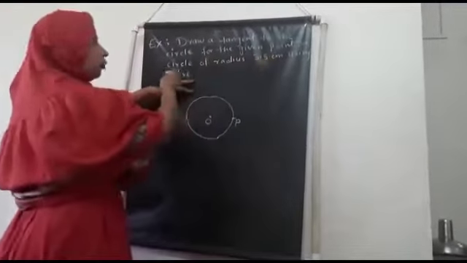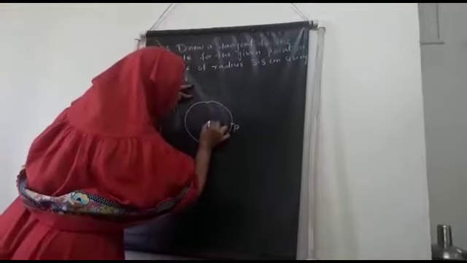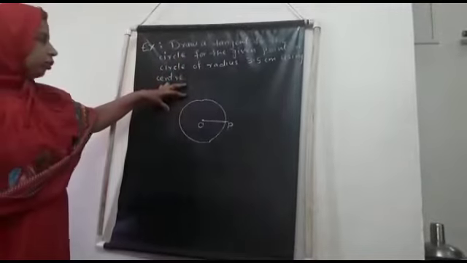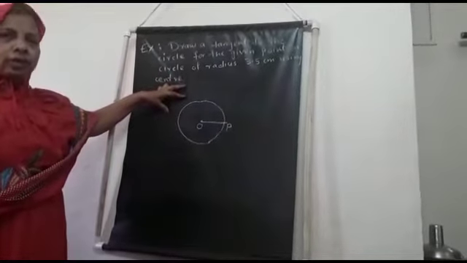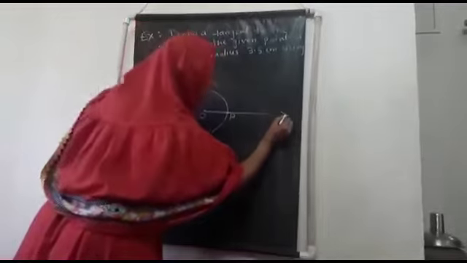Now in this question we are using the center of the circle. So join the center to the given point, that is the distance OP. So distance OP is the radius of the circle. Extend OP distance and draw the ray OP.